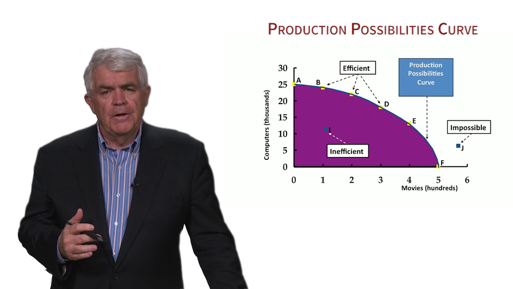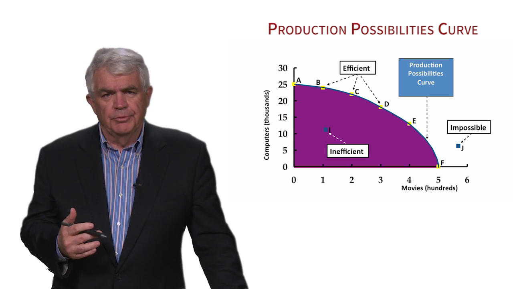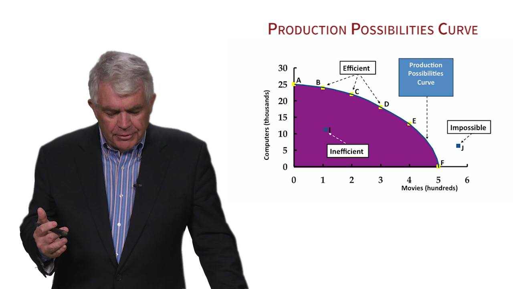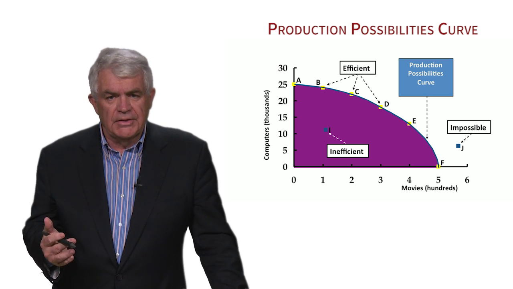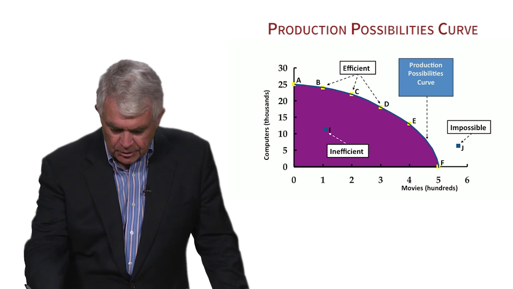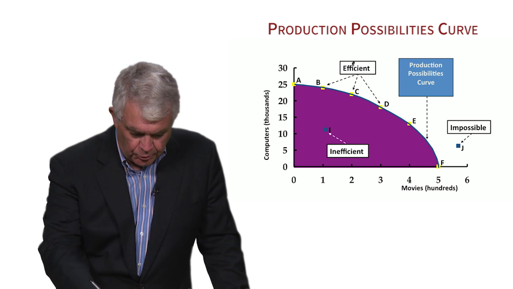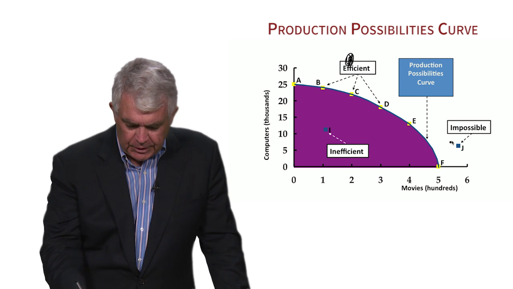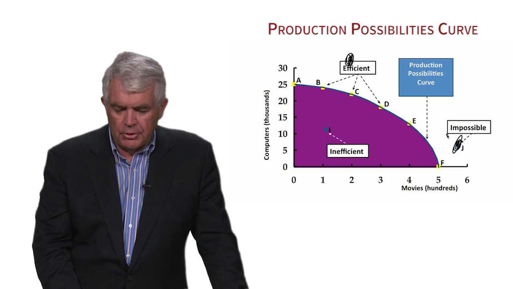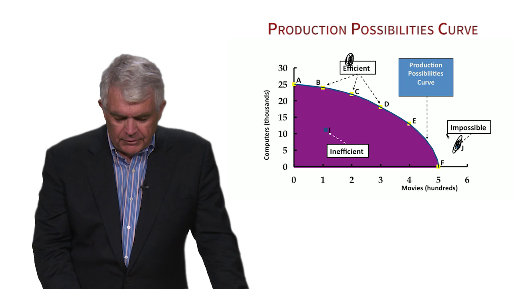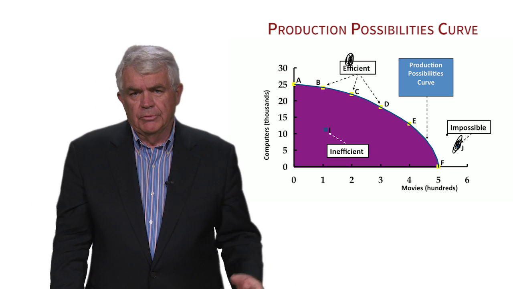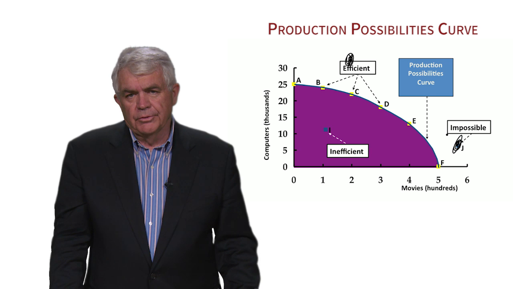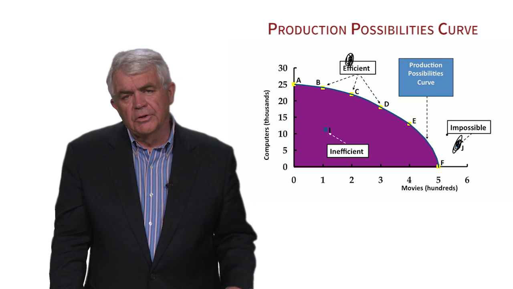You also notice this graph now gives you a chance to talk about some other concepts which are really important. First of all, you can't produce, say, for example, 30,000 computers and 200 movies. That's not a possibility. In fact, that's off the graph. That would be up here somewhere, up there somewhere. You can't produce that, or you can't produce over here either. It's over 500 movies and 5,000 computers. Those points are not possible. They're impossible. They're off the production possibilities curve, and so that's not in the cards.